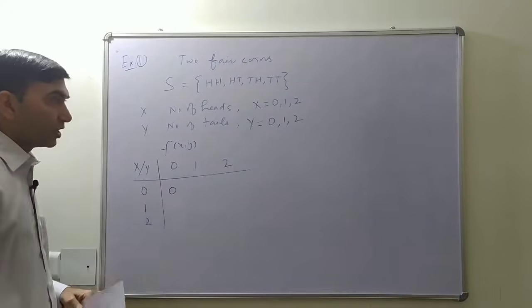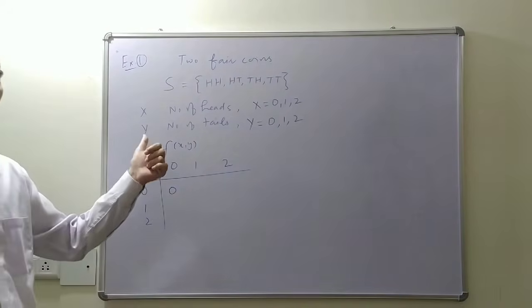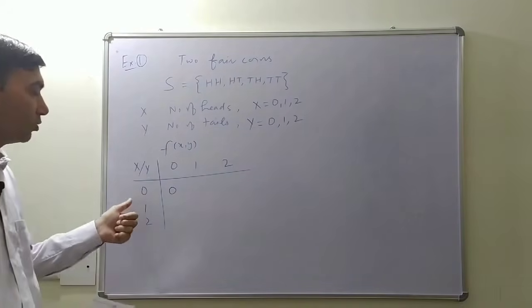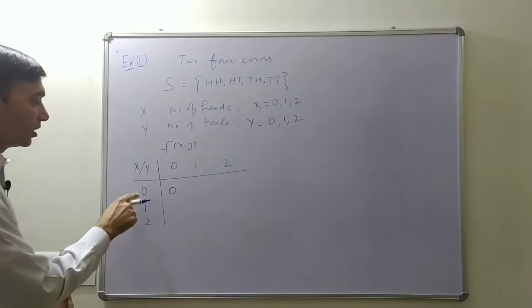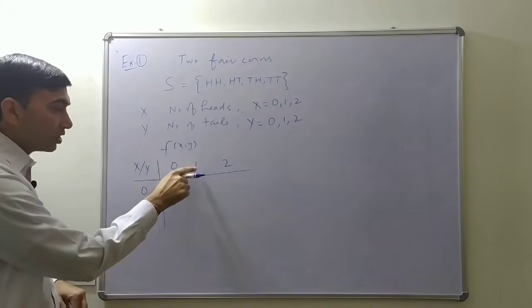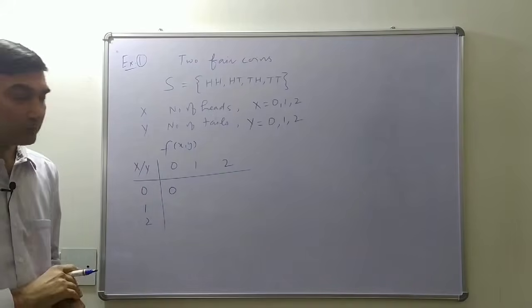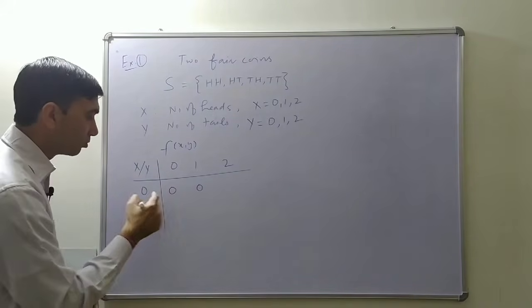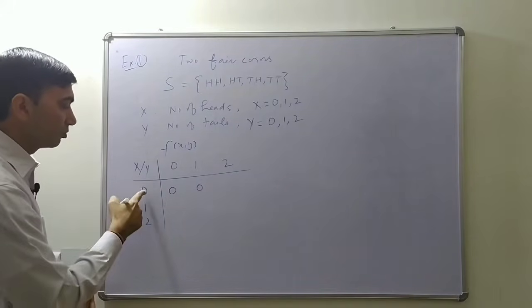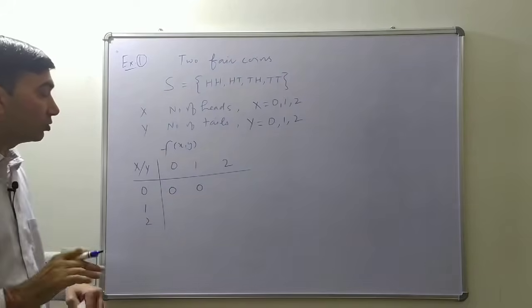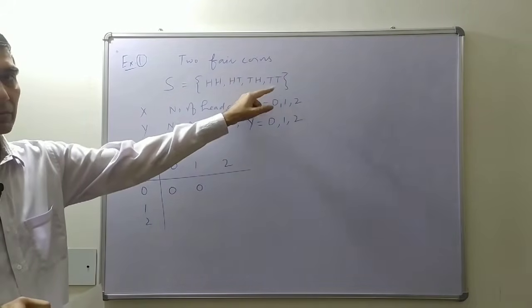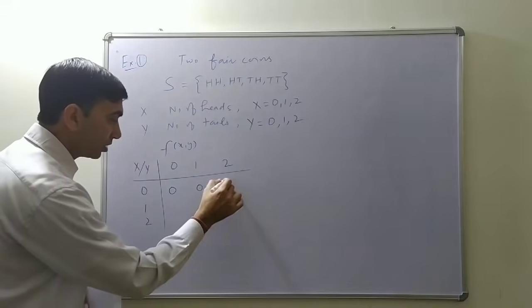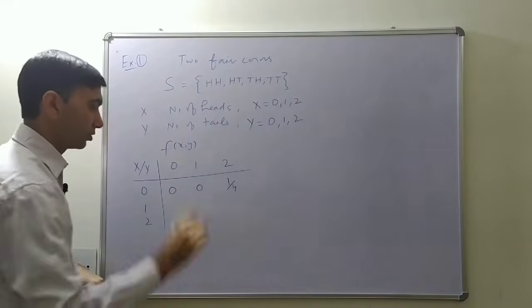Probability is 0. Why? Because if you toss two fair coins, there is no way that there is no head and no tail. Likewise, 0 head and 1 tail is also not possible. So probability in this case is 0. Probability for 0, 1 is 0. For 0, 2, means 0 head and 2 tails, this is possible. So what's the probability for this case? 1 over 4.